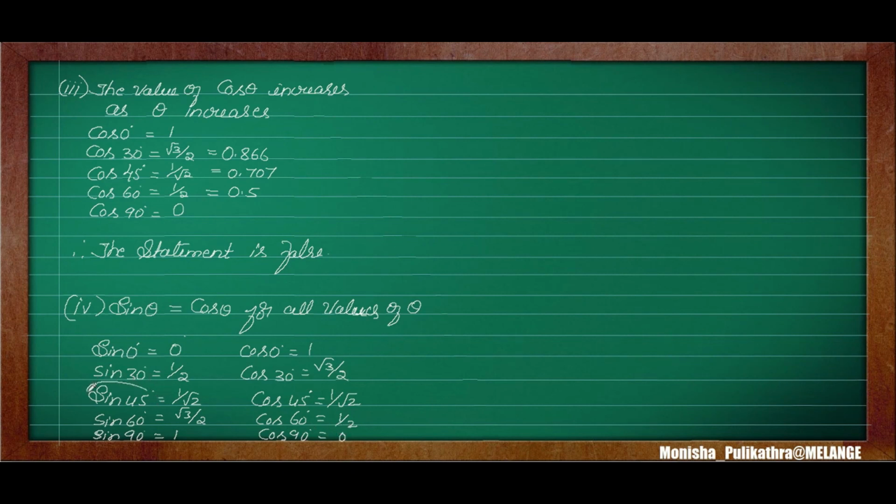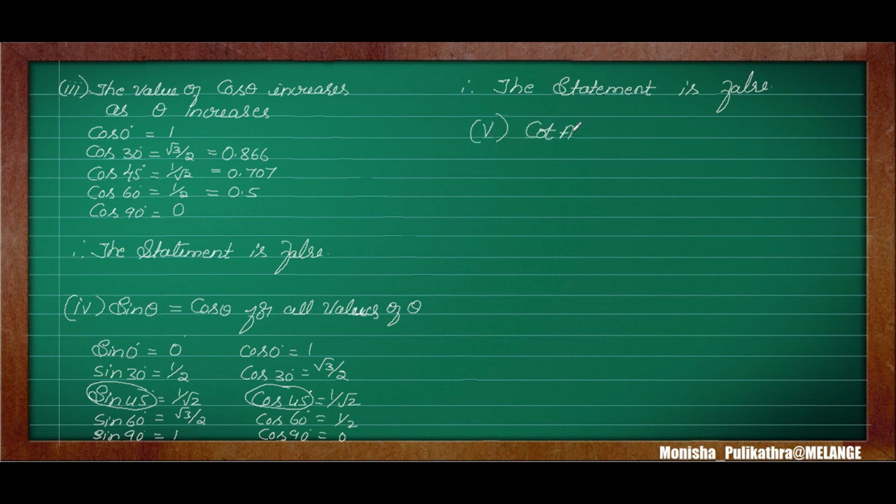So except for sin 45, all other values are different, right? So therefore the statement is false. Only for 45 degrees the value of sin is 1 by root 2 and cos is 1 by root 2. Only for one angle, and except that all other values are different from each other. Therefore the statement is clearly false. So moving on to the last question, that is the fifth one.